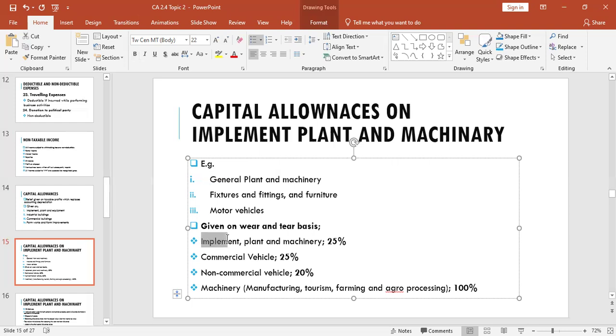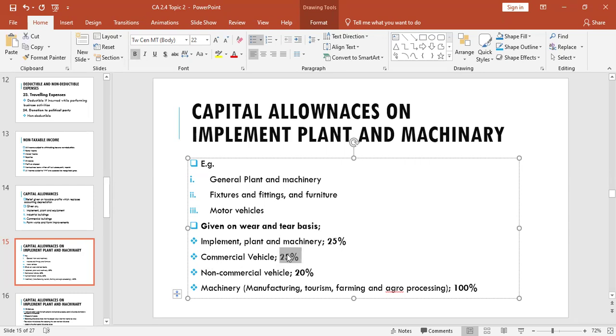So we've got implement, plant and machinery, everything that's relating to implement, plant and machinery. So we've got fixtures and fittings, furnitures, laptops, all these other office stationery equipment, my tables, my printers. Even my shelves, everything that's relating to plant and machinery is at 25%. Then commercial vehicles, these are also at 25%.